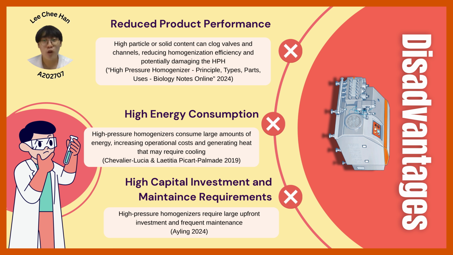Second, high-pressure homogenizers have high energy consumption. By generating extremely high pressures, it requires large energy input, and this will increase operational costs and cause heat generation that may require cooling. Lastly, the process involves high capital investment and maintenance requirements. The equipment is expensive and regular maintenance is necessary to ensure optimal performance and prevent contamination.